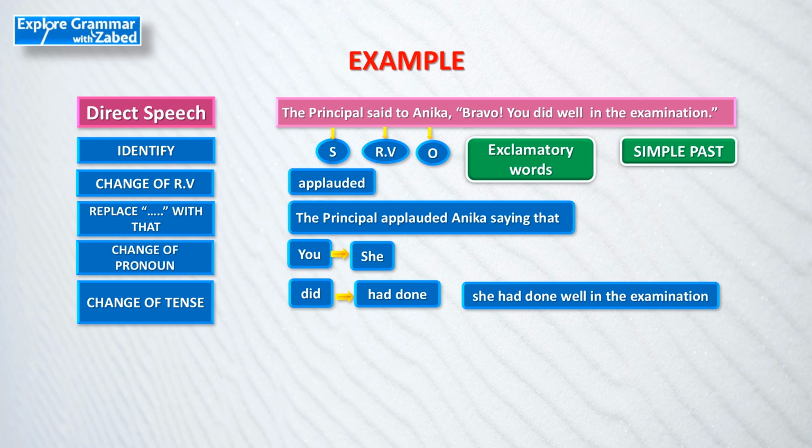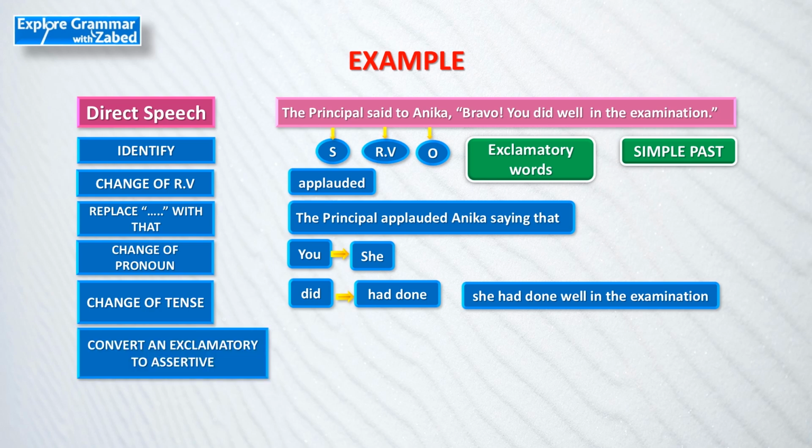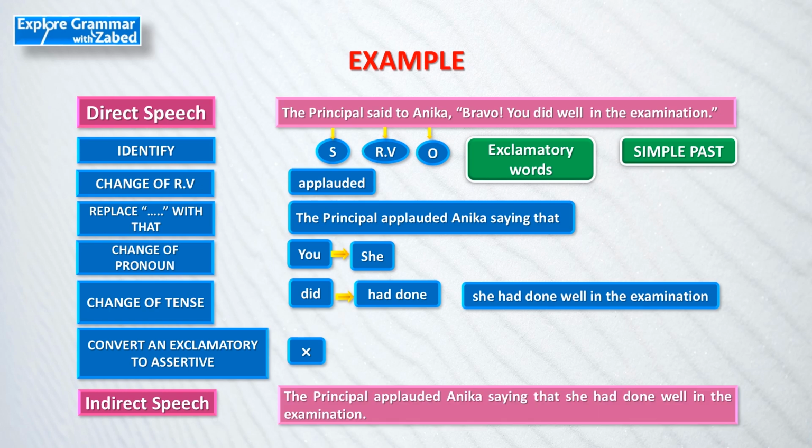Step number 6 is to convert the exclamatory sentence to assertive sentence. As the given sentence is providing complete meaning by itself, we don't need to add any additional word. Step number 7 is to replace exclamation mark using a period or full stop. Finally, after implementing all the 7 steps formula, the indirect speech looks like The principal applauded Anika, saying that she had done well in the examination.